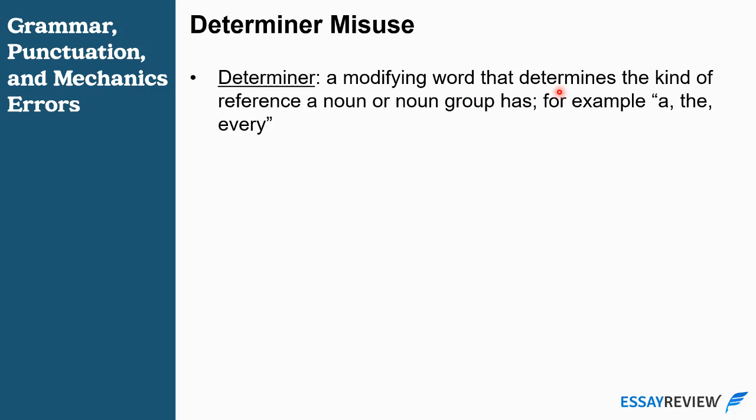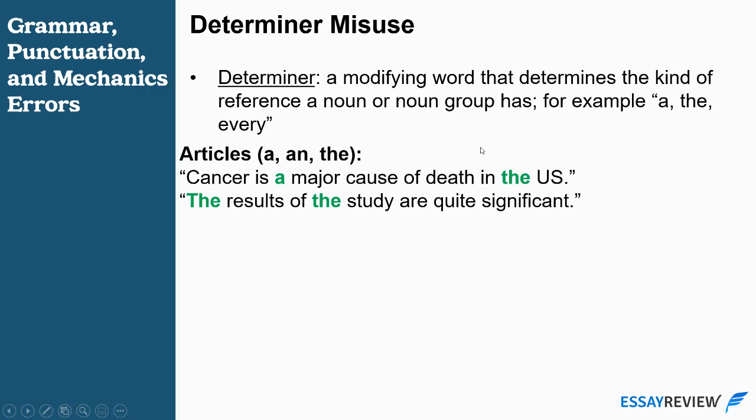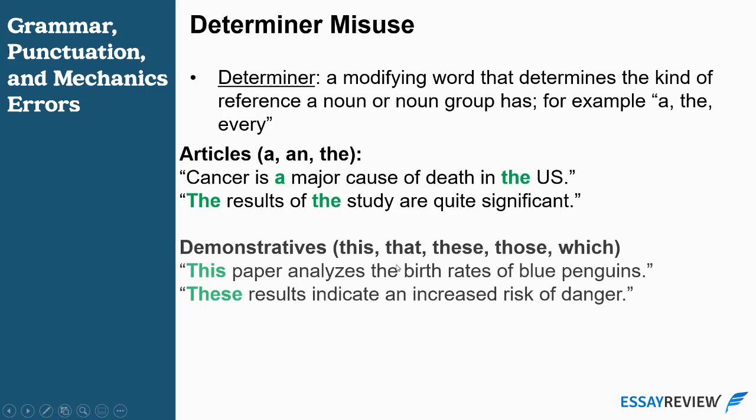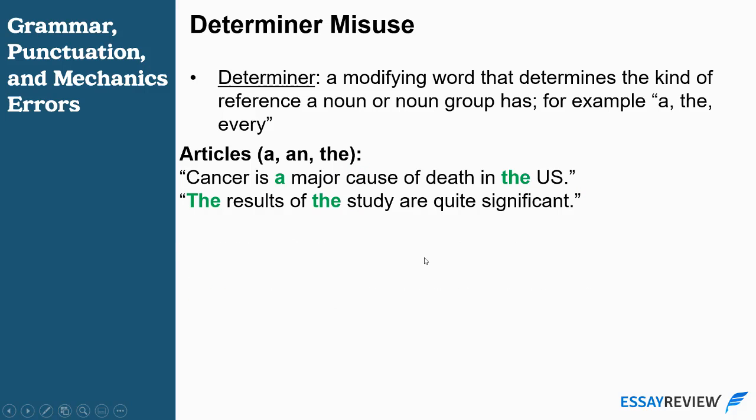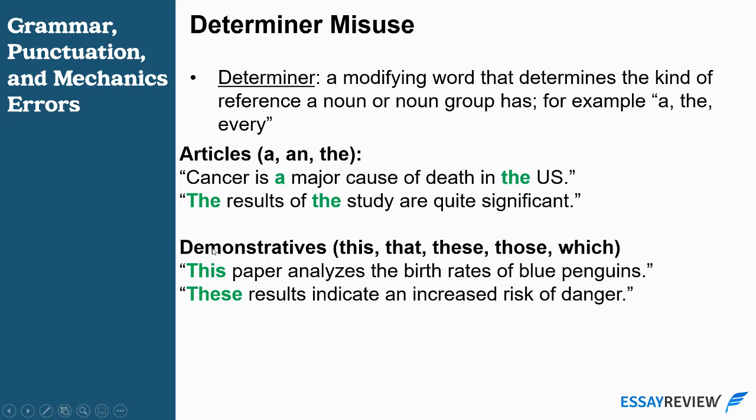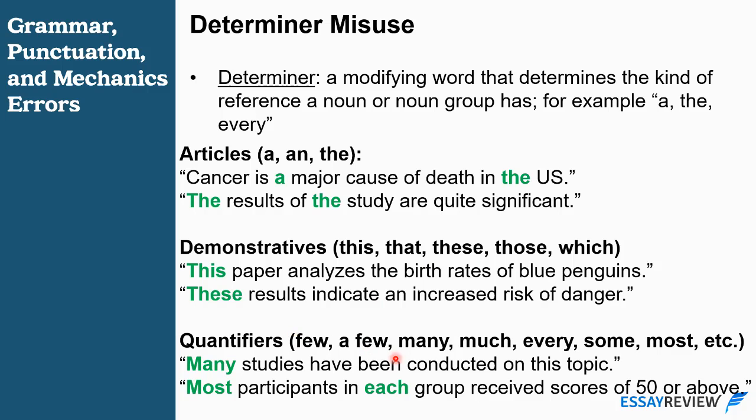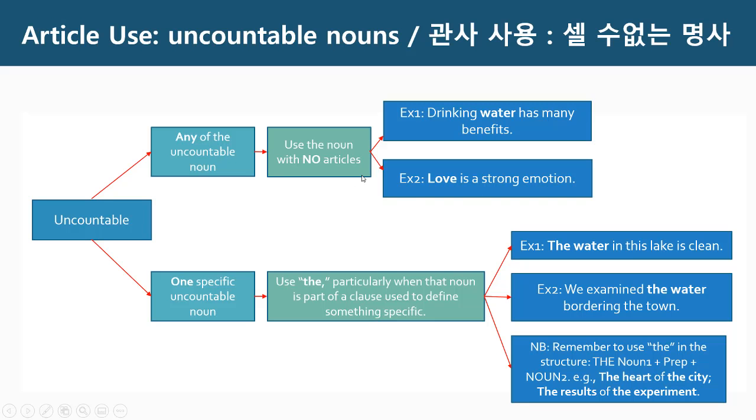A determiner is any word that determines the kind of reference a noun group has. Okay, we're getting too technical in our grammar here, right? So that includes articles. Cancer is a major cause of death in the US. The results of the study are quite significant. Why are we using A and the here specifically? I'll show you a chart that might be a good tool to use. Demonstratives: this, that, these, those, and which. And quantifiers: few, a few, many, much, every, some, most. These are some of the determiners that a lot of authors make mistakes on.